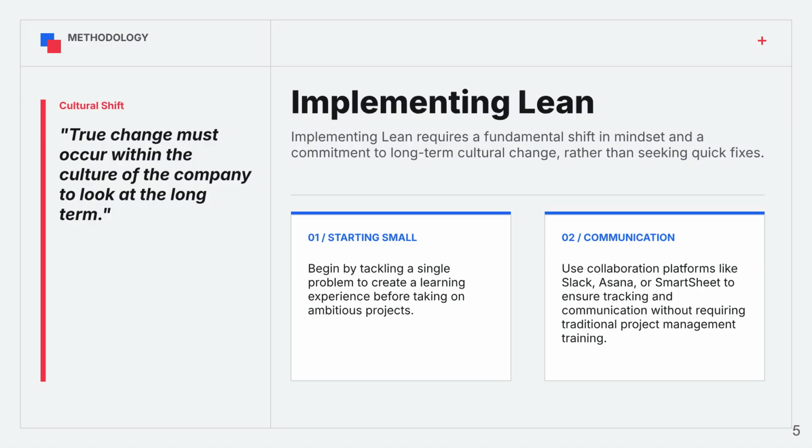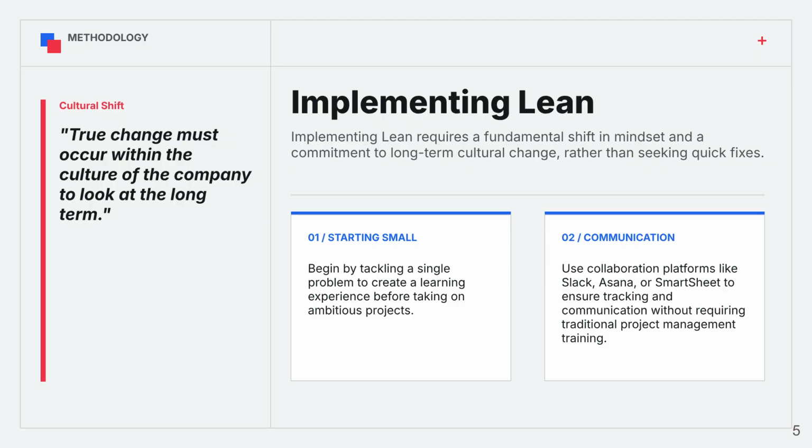A practical way to begin this transformation is by starting small. Rather than attempting to improve every business process at once, organizations should focus on solving one well-defined problem. This allows the team to gain experience, understand Lean principles in practice, and build confidence before expanding improvement efforts to larger and more complex processes.